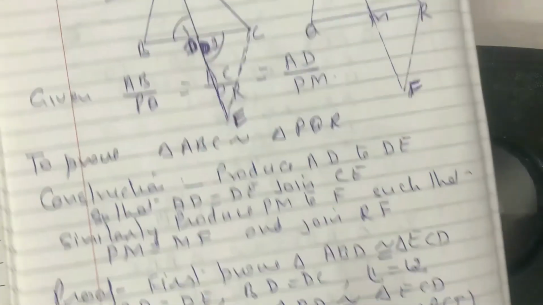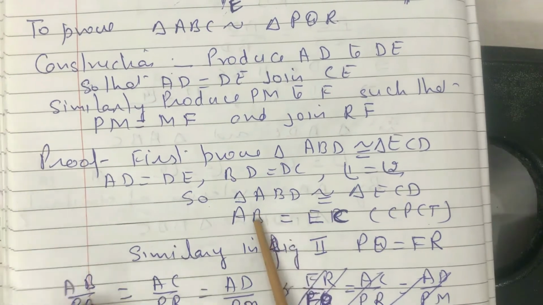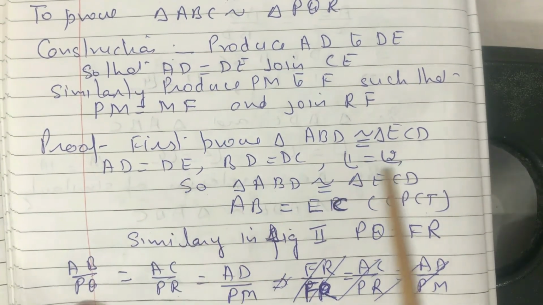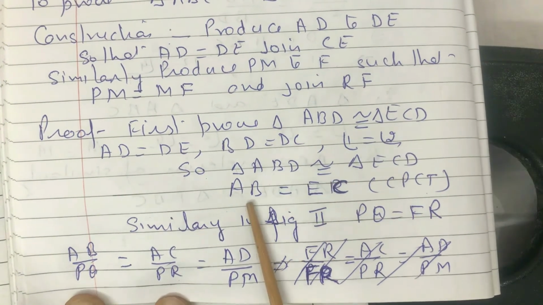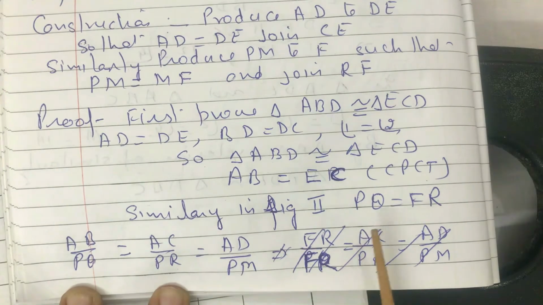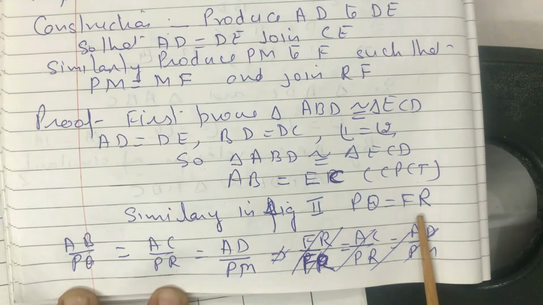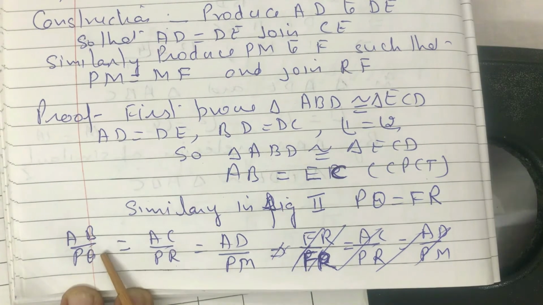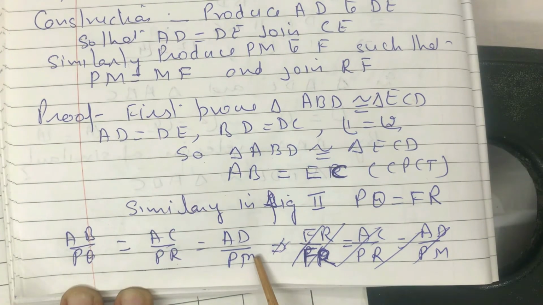So this is what I have written here, that first we have proved both the triangles are congruent. How we proved that congruency is written, and by CPCT you will have AB is equal to EC. Similarly, in the second figure you will have PQ is equal to FR. Now what is given to us? This is what I have written here. This is given to us. This is what I have written.